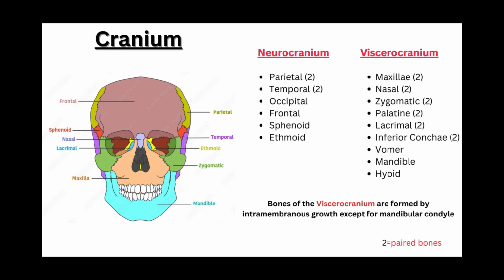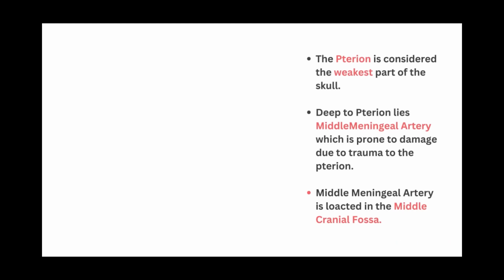Now, second, we'll talk about viscerocranium. Viscerocranium has our facial bones, and these facial bones are derived from the pharyngeal arches, and it forms the anterior part of our cranium. So the lower jaw, nose, nasal cavity, most of our orbits, and out of those, only the vomer, mandible, and hyoid bone are singular. Everything else is paired. The bones of the viscerocranium, the facial bones, are all formed from intramembranous growth except for the mandibular condyle, which is formed by endochondral growth.